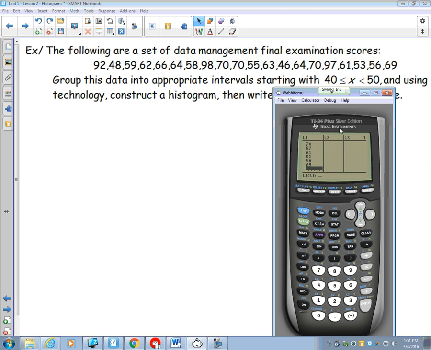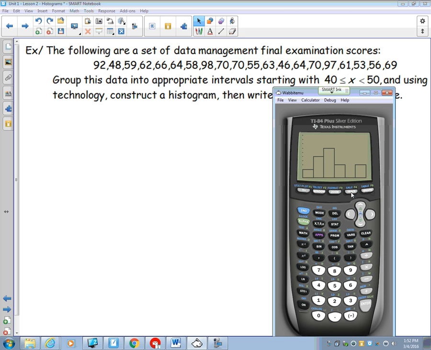Okay, and then we got to adjust our window. So my x min, my lowest interval will be 40. My x max, so 40 to 50, 50 to 60, 60 to 70, 70 to 80, 80 to 90. I see data past that, so 90 to 100. So 100 is my last interval value. We're going up by tens. We start at 0 and 10. I have to turn it on. Now, because I didn't re-clear the entire memory, it's already on, but turn it on, make sure it's a bar graph, and then press graph. Okay, and there's your histogram.